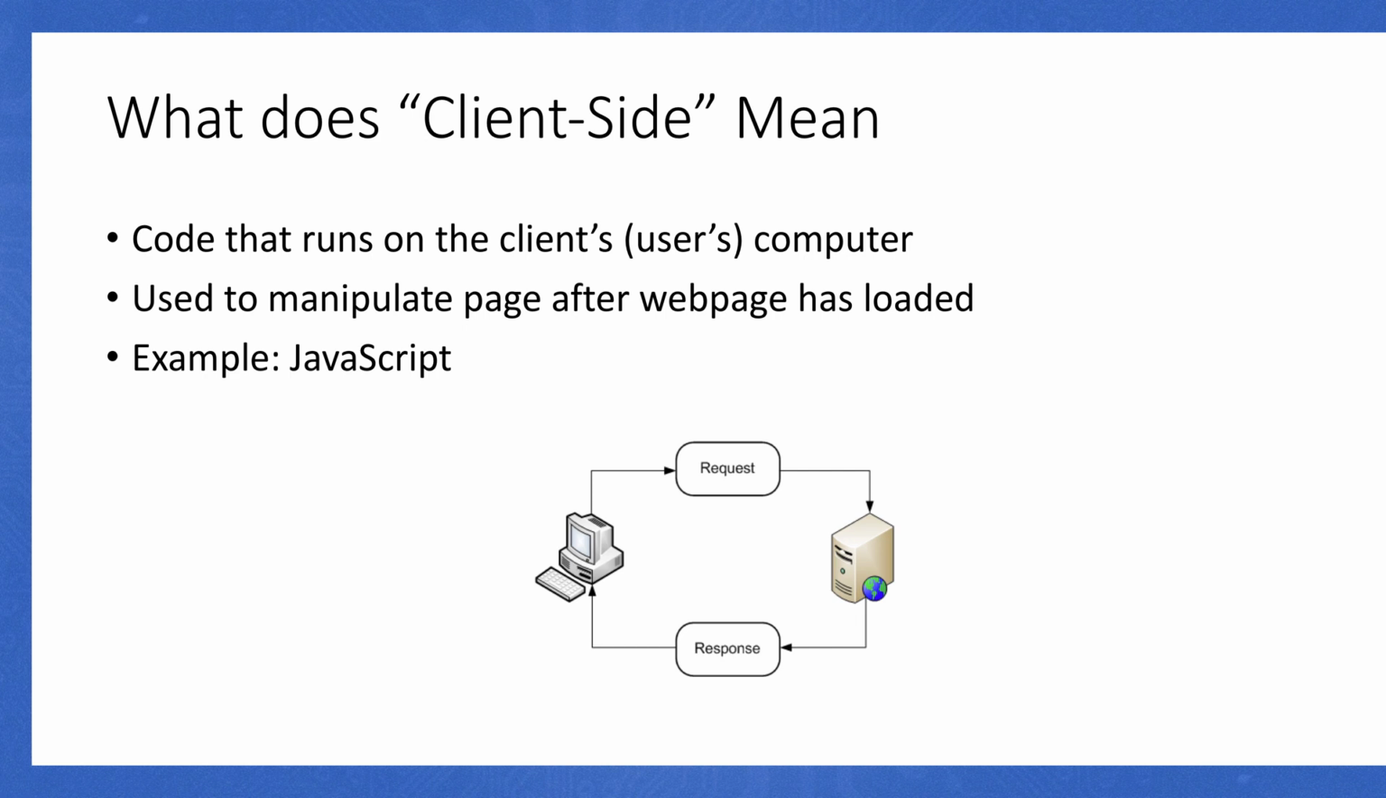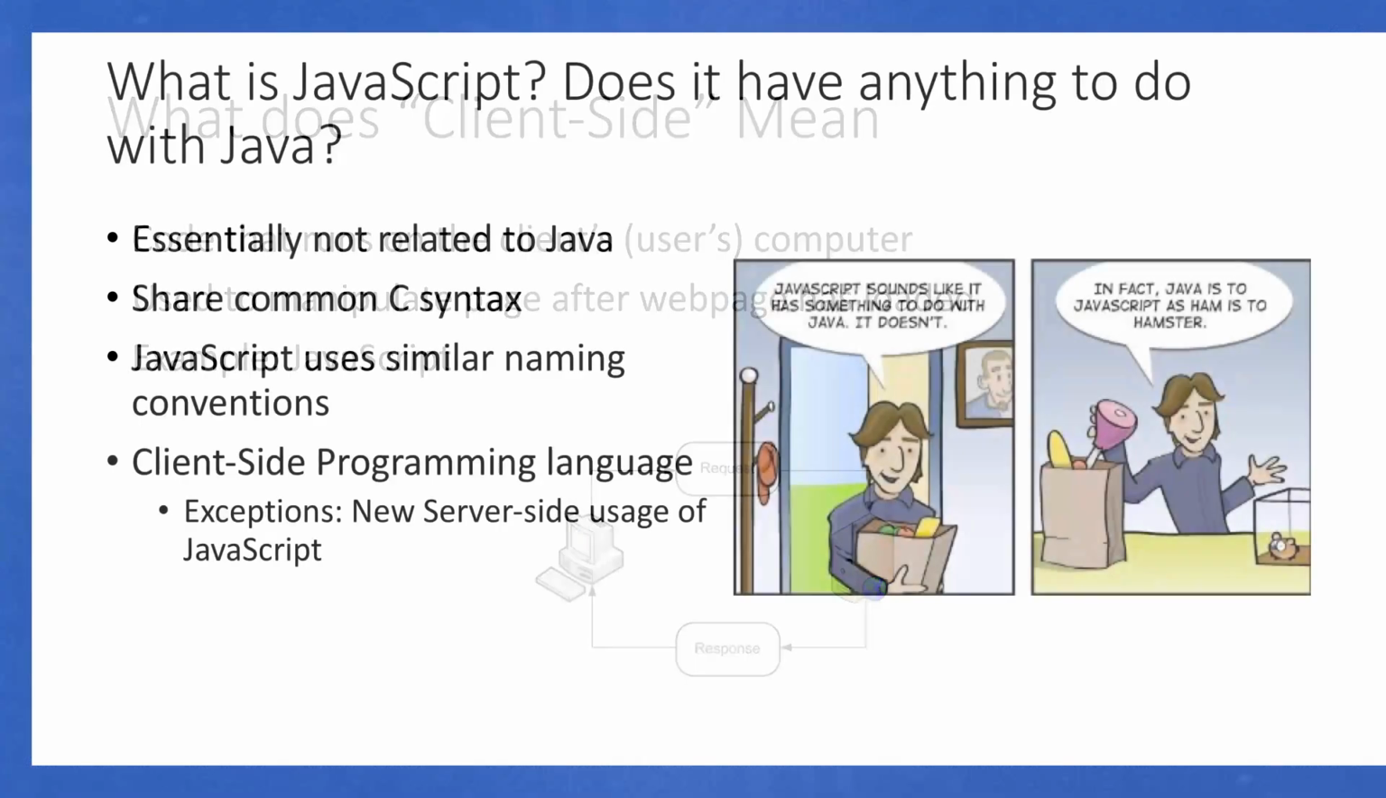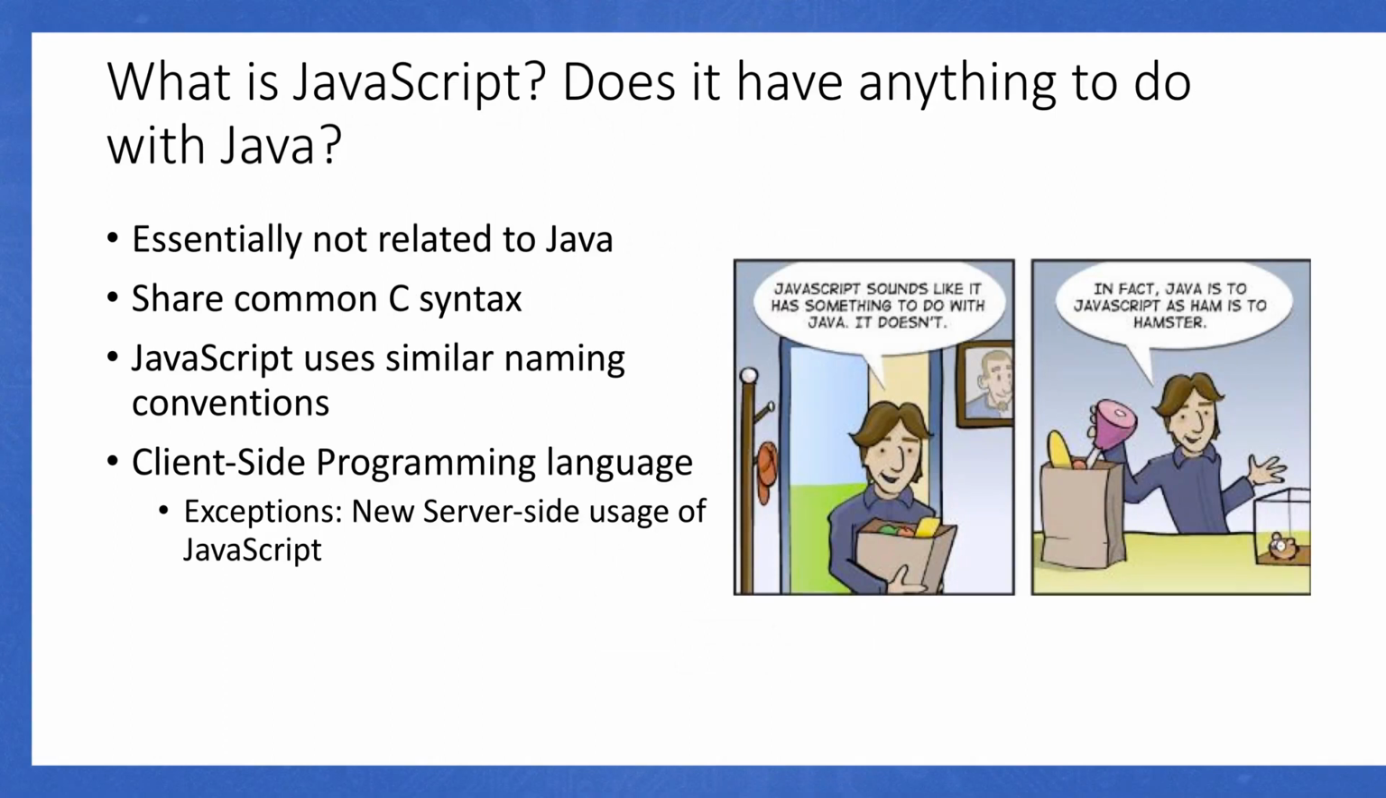It's used to manipulate the web page after it's already been loaded. All right, so what's JavaScript, and does it have anything to do with Java? Short answer, essentially no. It doesn't have anything really to do with Java. It does share some of the common C syntax, and they use similar naming conventions, but other than that, they're not related.